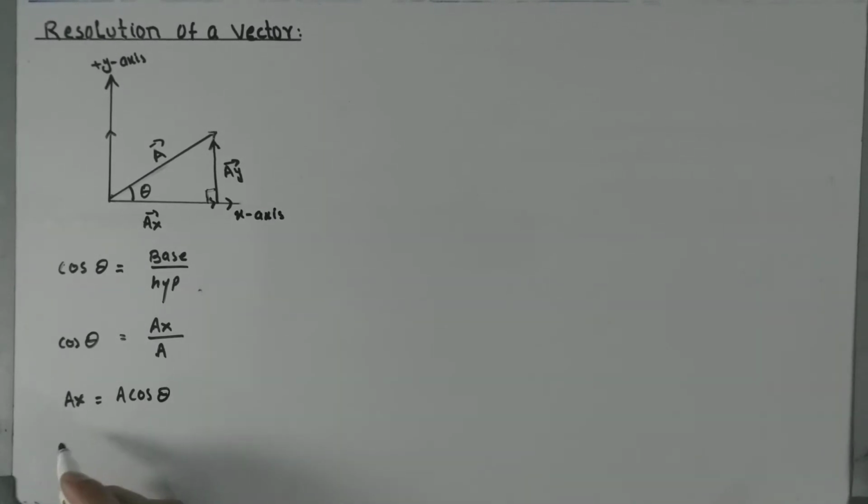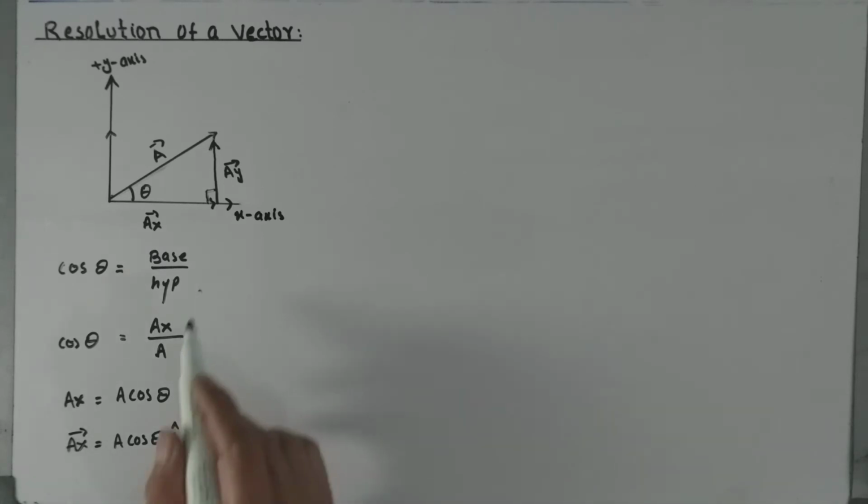Or in vector form, Ax is equal to A cos theta, and for the direction, because this is a vector now and this is the magnitude, you can put i, which is the unit vector with the magnitude of this vector. So in the vector form, Ax is equal to A cos theta i, where i is the unit vector for the horizontal component.